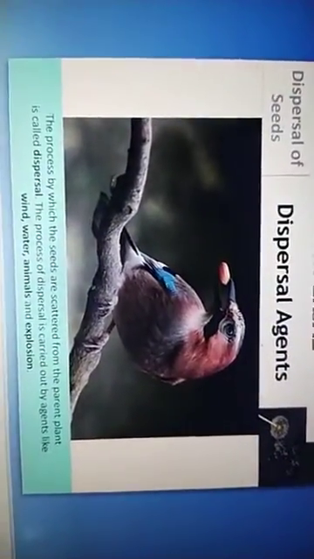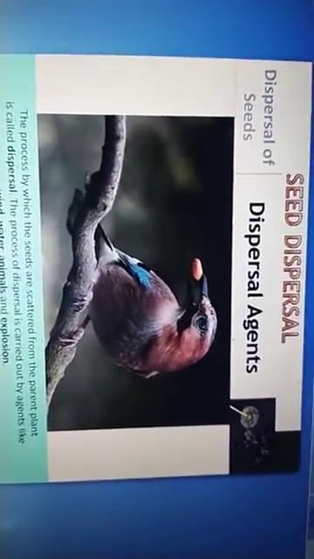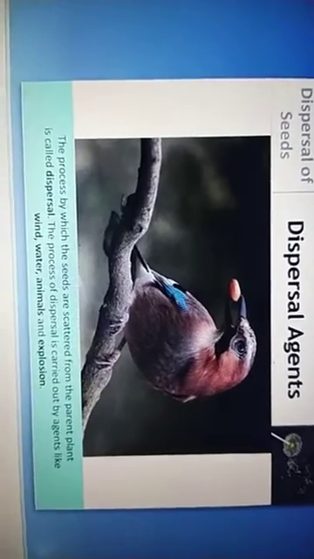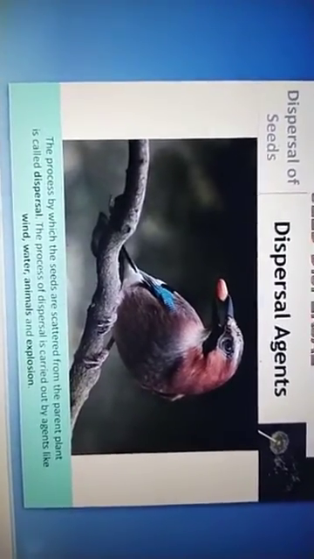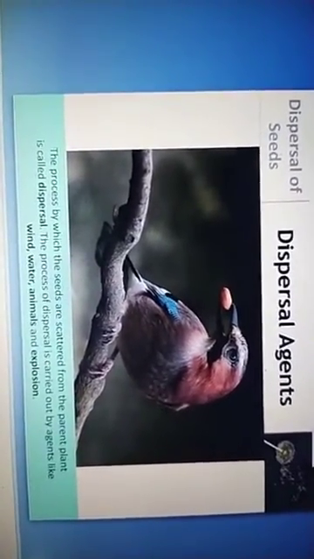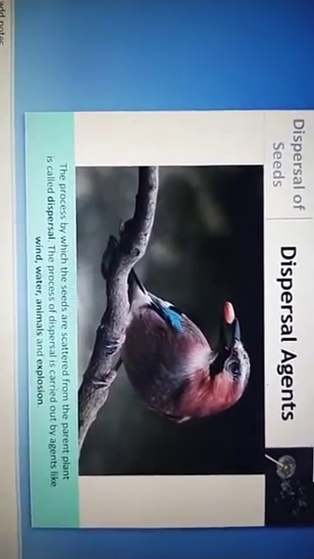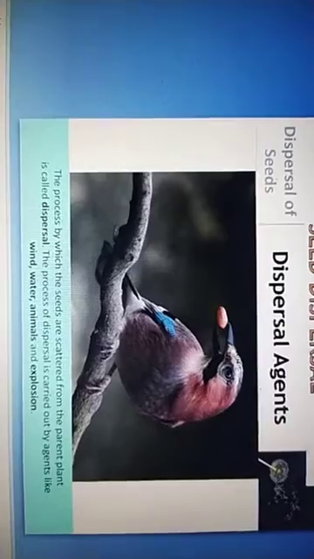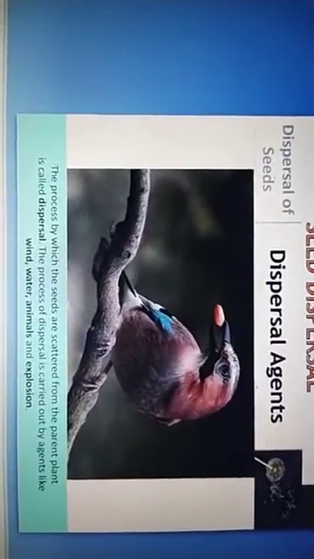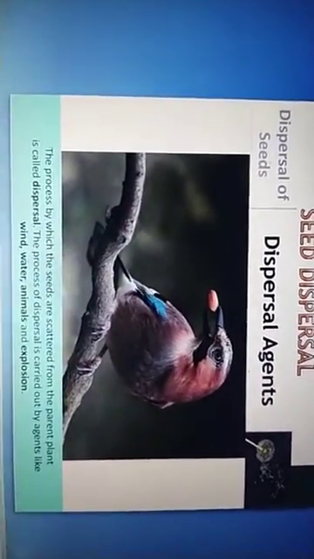Okay, so our next step is about seed dispersal. So let us learn about what is seed dispersal. Seed dispersal is a process by which the seeds are scattered from the parent plant, and the process of dispersal is carried out by various agents like wind, water, animals, and explosion.